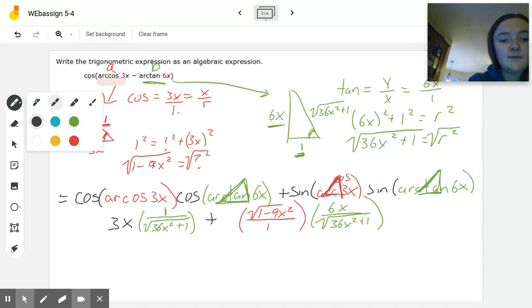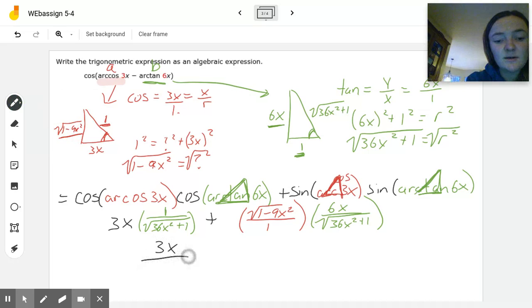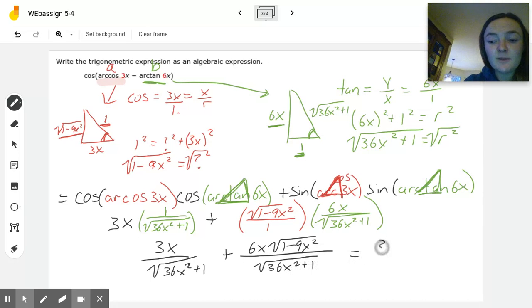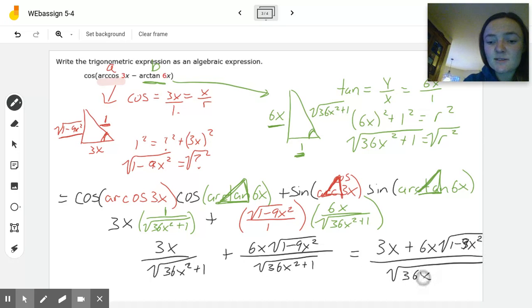And so if I combine these all together, I get 3x all over the square root of 36x squared plus 1, plus 6x times the square root of 1 minus 9x squared, all over the same denominator of the square root of 36x squared plus 1. Since they have the same denominator, I can combine the numerators, so I get 3x plus 6x times the square root of 1 minus 9x squared, all over a common denominator of the square root of 36x squared plus 1.